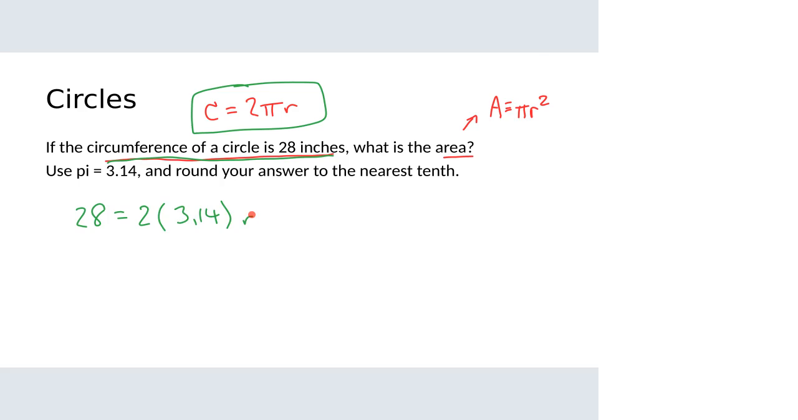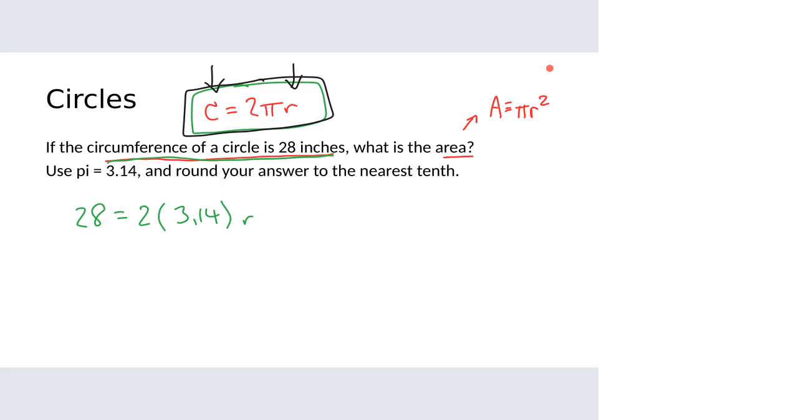So 28 is 2 times 3.14 times r. Essentially, what this goes back to is I've got this formula here that has 2 variables in it. If I know one of the variables, I can find the other one. In the last problem we looked at, we knew the radius, so we could find the circumference. This time, it's just reversed. This time, I know the circumference, so I can find the radius. I just need to solve this equation right here for r, and I'll know what the radius is.